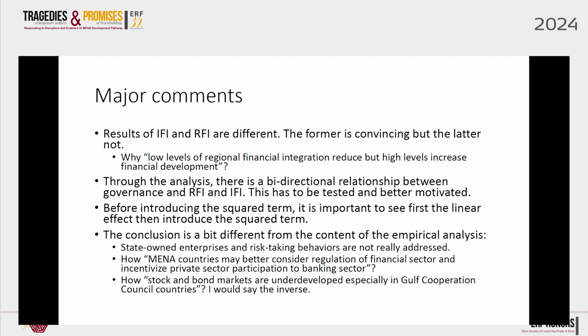I believe it would be important to split the paper in two papers, but so far we have a bi-directional relationship between RFI and institutions, for instance. So at the end of the paper, we don't really understand whether the causality goes from governance and financial institutions to financial integration, or from financial integration to institutions. That's why it will be important to sort this out.